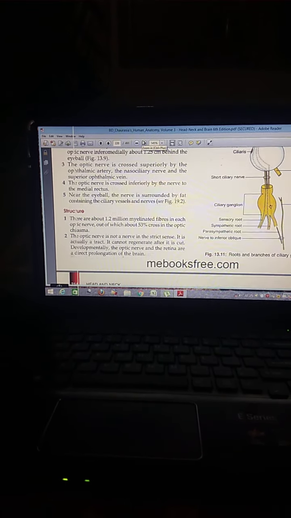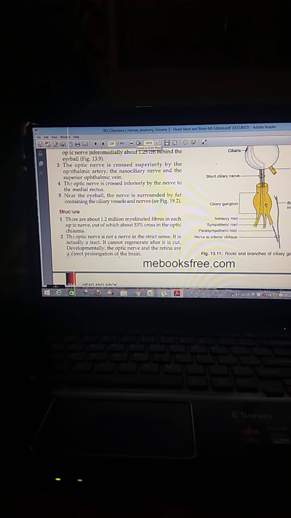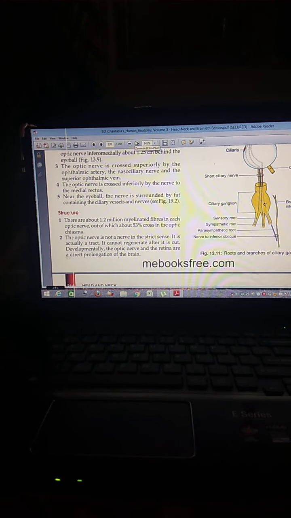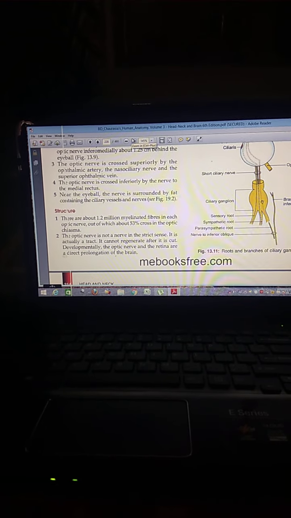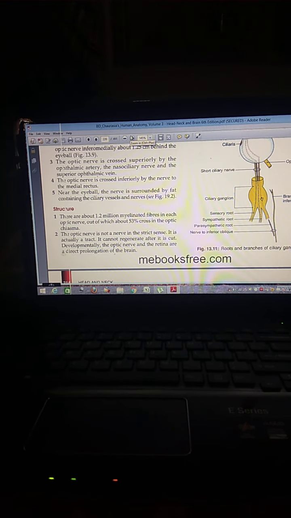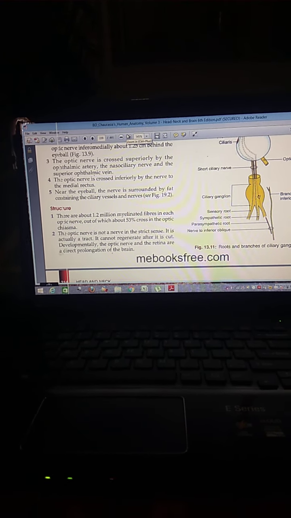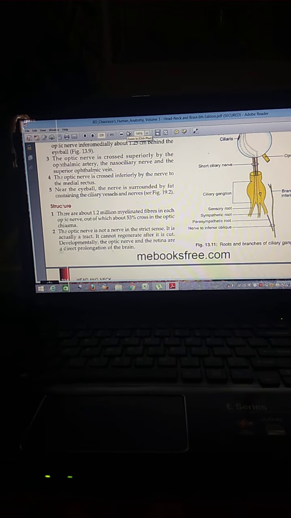Now the structure: there are about 1.2 million myelinated fibers in the optic nerve. The optic nerve is not a true nerve, it is actually a tract. It cannot regenerate after it is cut.